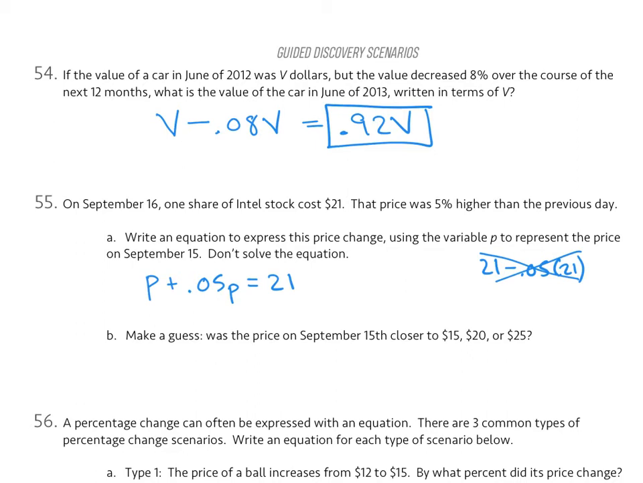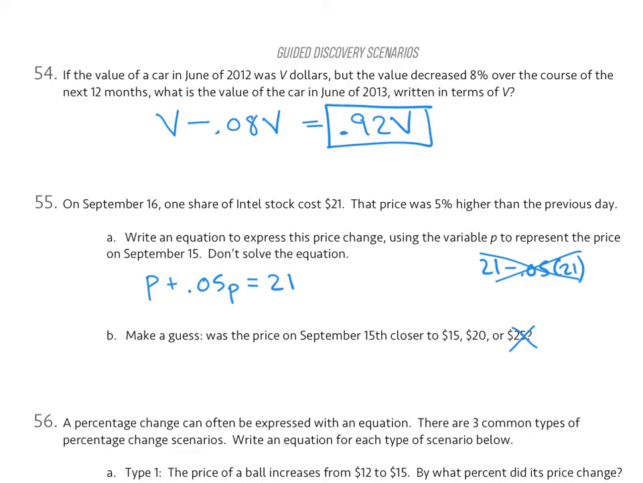Part B, make a guess. Was the price on September 15th closer to $15, $20, or $25? All I want you to do is think about if something cost $21 after going up by 5%, could it be $25? No, it couldn't be 25 because the price has to be lower than 21 if it went up by 5% to end up at 21. And then that leaves you either 15 or 20 as your guess.